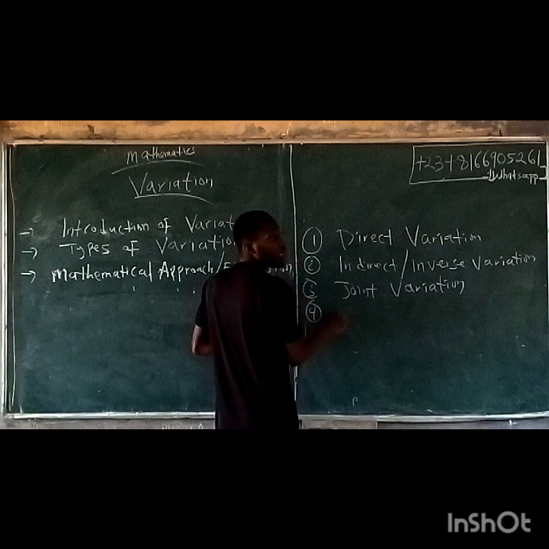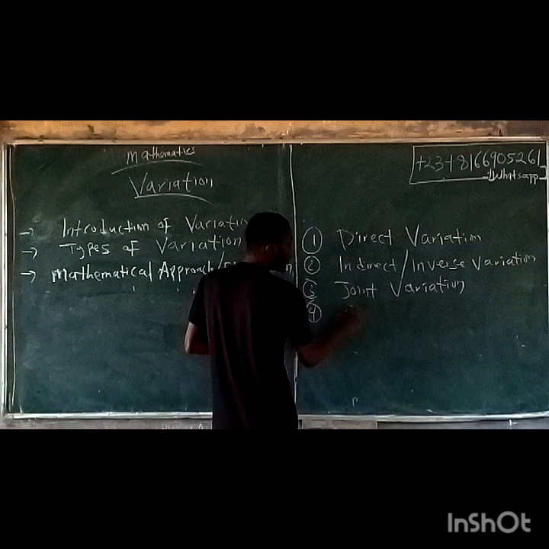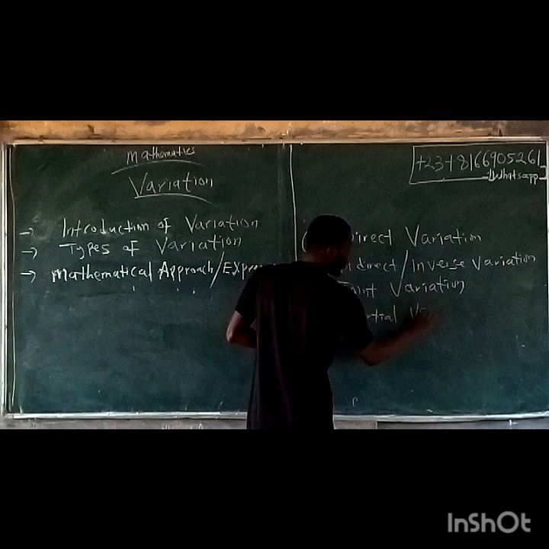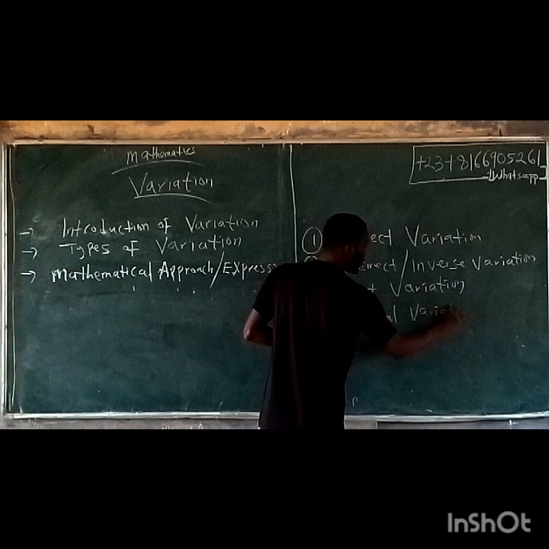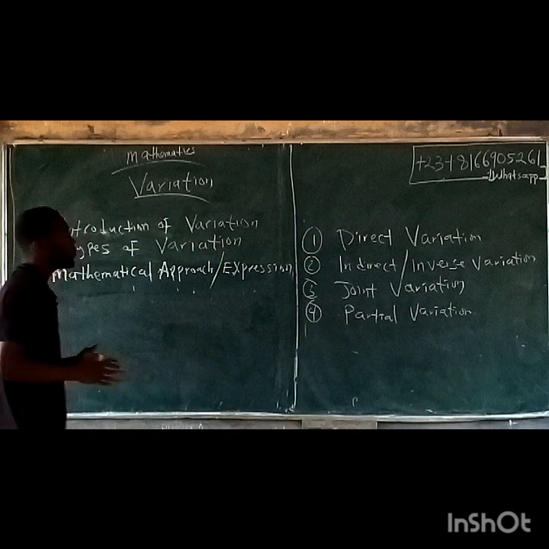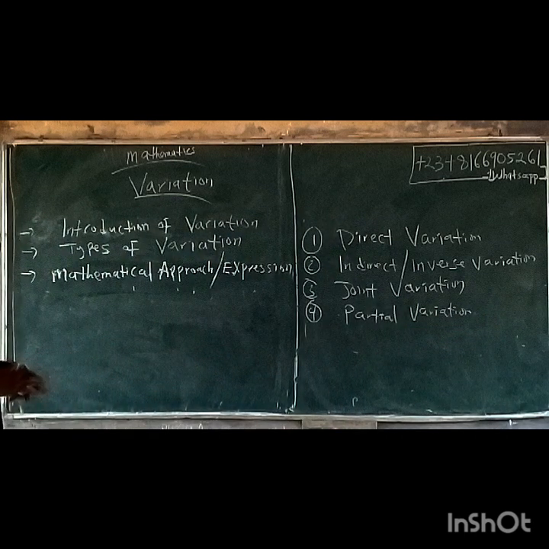Alright. The fourth one we have is the partial variation. Now, we are going to look at it. I'm going to explain all these types of variation. The first one is direct variation, we have indirect variation, then we have joint variation and partial variation.